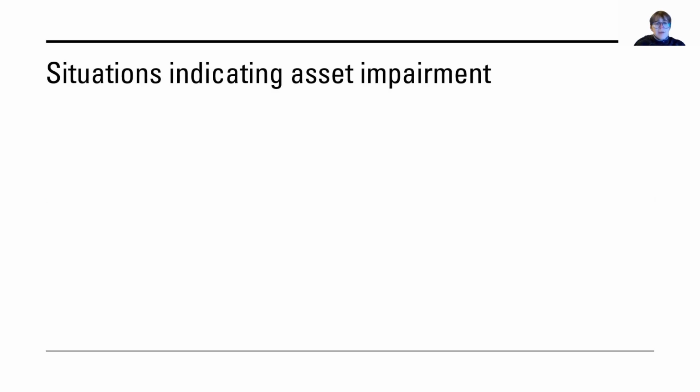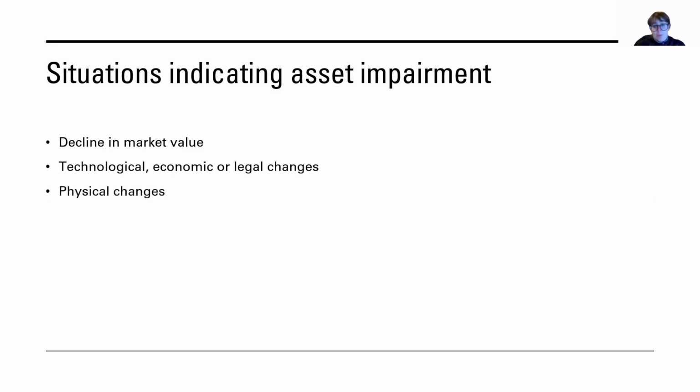So there are some situations that could indicate an impairment of an asset. This is not an extensive list, but just to name a few. It could be a decline in market value. It may be due to technological, economic, or legal changes. It could be physical changes. It could be that an entity already has plans to dispose of an asset.